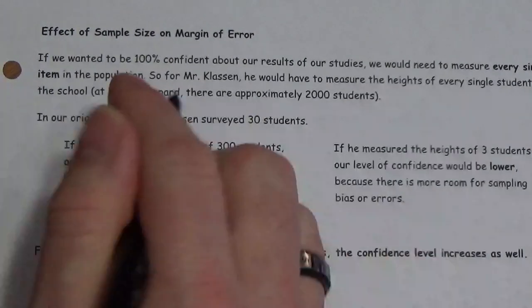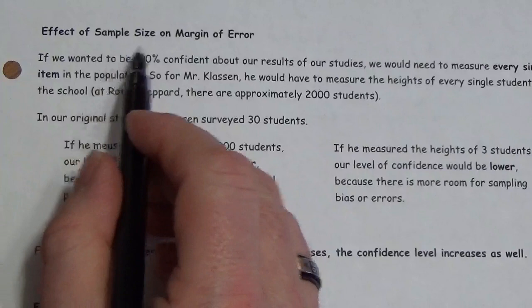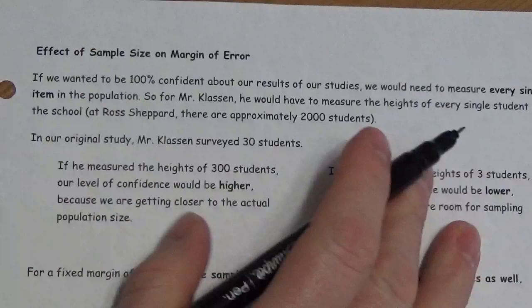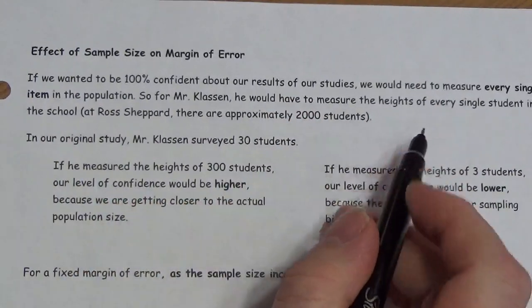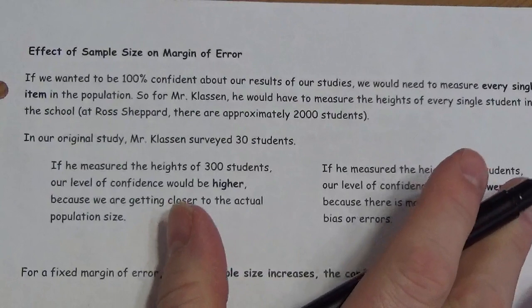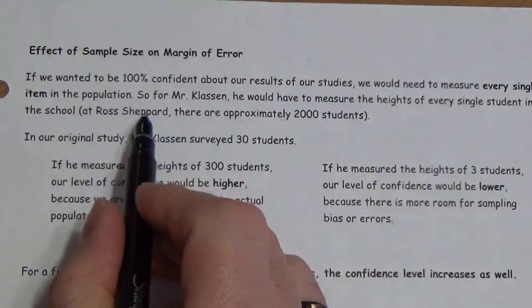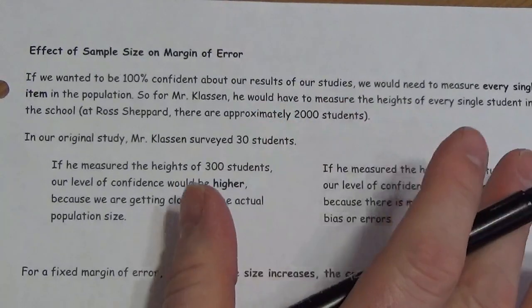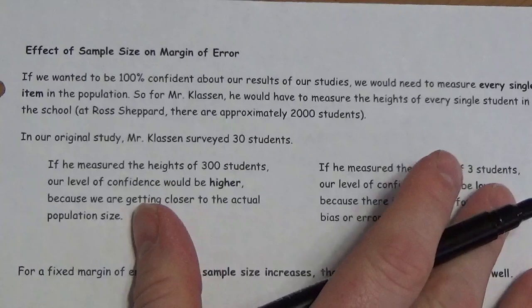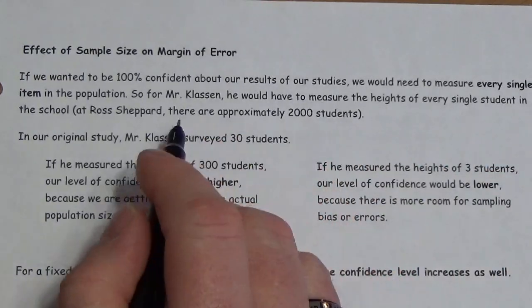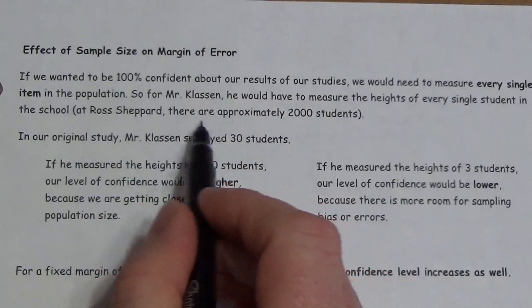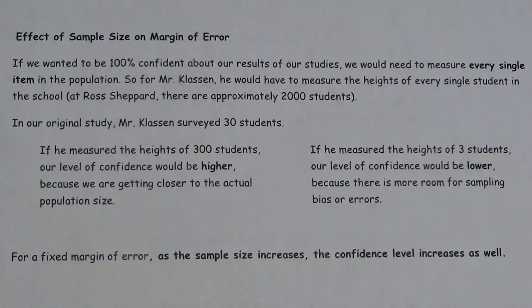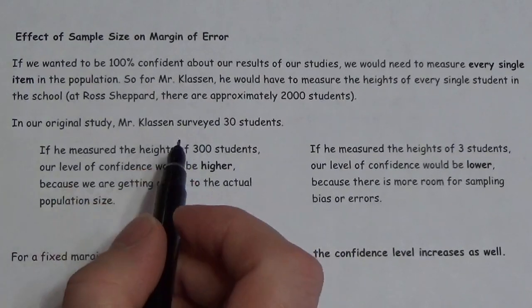Okay, so before we leave this here, just one more comment on sample size and margin of error. If you wanted to be 100% confident about the results, then you need to talk to everybody. You need to poll everybody. So let's go back to Mr. Clausen's class here. If he wanted to be 100% sure that his results were accurate, then he'd need to talk to every single student at the school, Ross Shepherd, and there are approximately 2,000 students there.